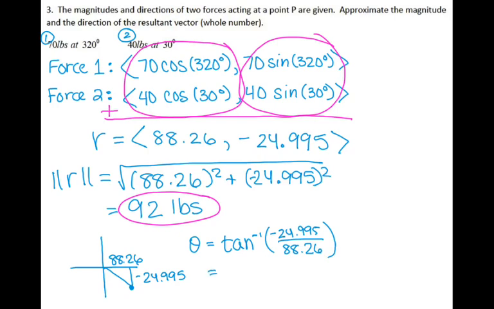And of course, that's going to give us our reference angle, not the actual angle in standard position. So I have negative inverse tangent of negative 24.995 divided by 88.26, which gives me negative 15.8 degrees. So in standard position, going from my positive x-axis until I hit my vector, I'm going to take 360 minus 15.8. And that gives me 344 degrees. So my direction is 344 degrees.